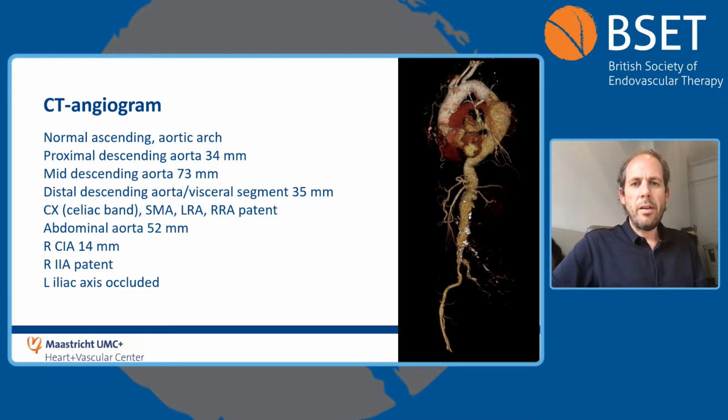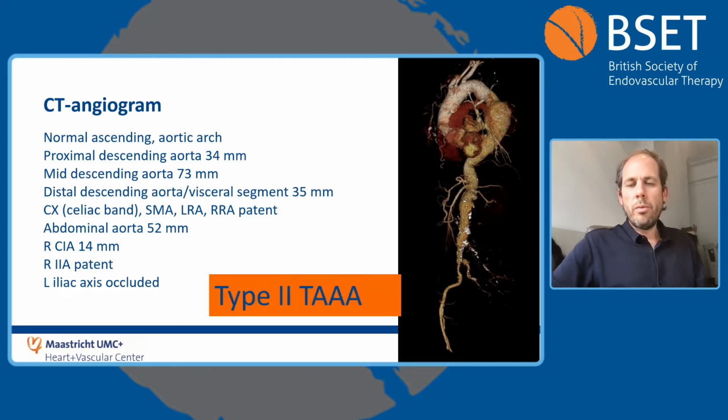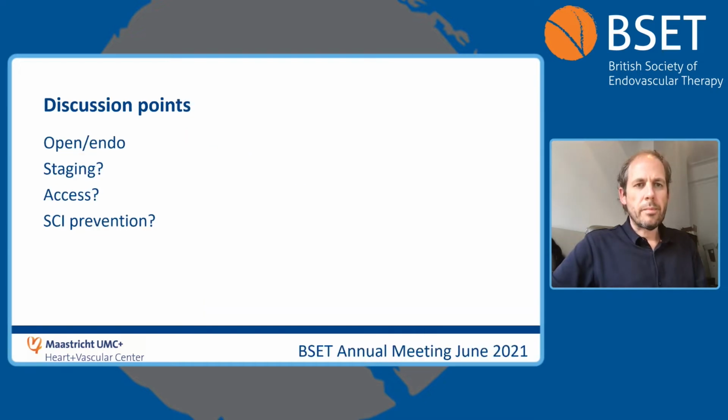There's an SMA, left renal and right renal that are patent and normal size-wise. The abdominal aorta measures 52, 53, right common iliac 14, the right internal iliac is patent and the left iliac axis is occluded. So you could call this a type 2 thoracal abdominal aortic aneurysm.